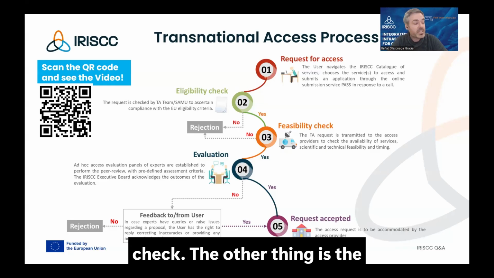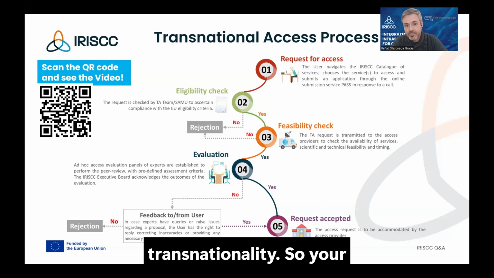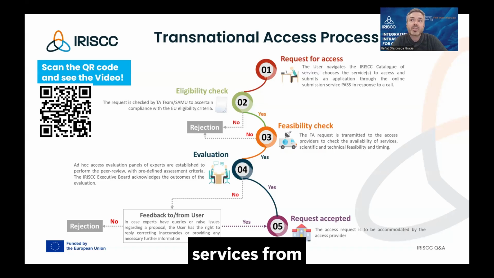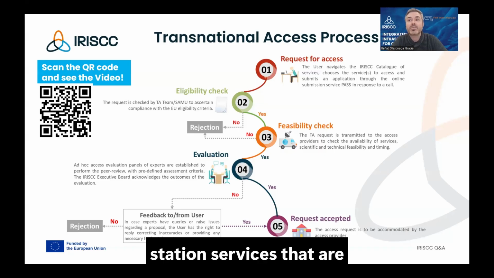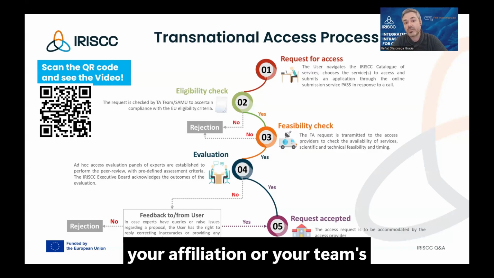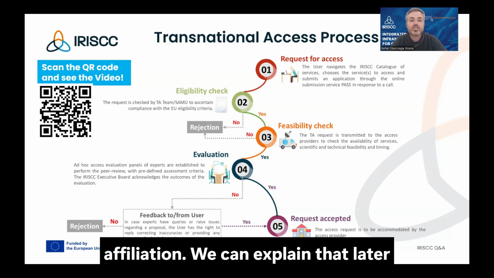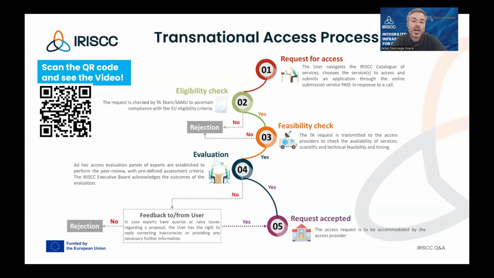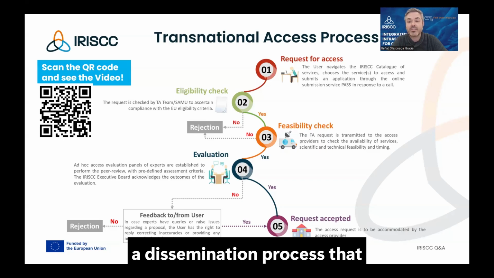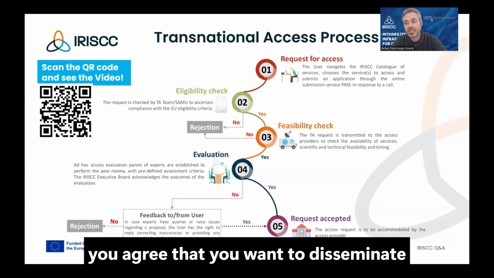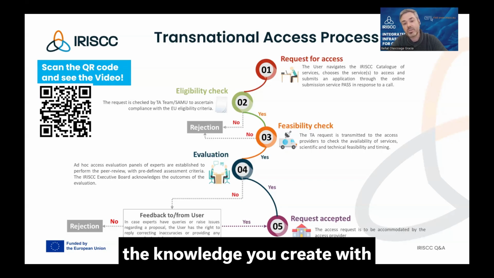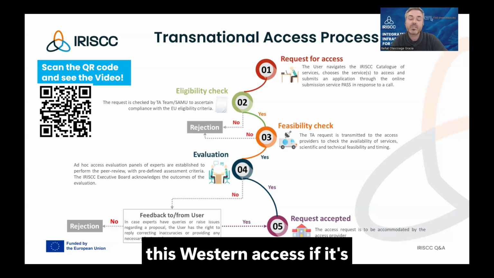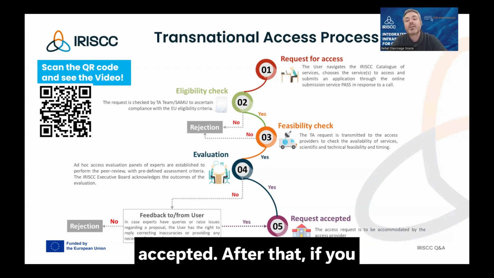The other thing is the transnationality. Your proposal needs to request services from stations or services that are not in the same country as your affiliation or your team's affiliation. We can explain that later on. And the third one is a dissemination process, where you agree that you're going to disseminate the knowledge you create with this requested access if it's accepted.